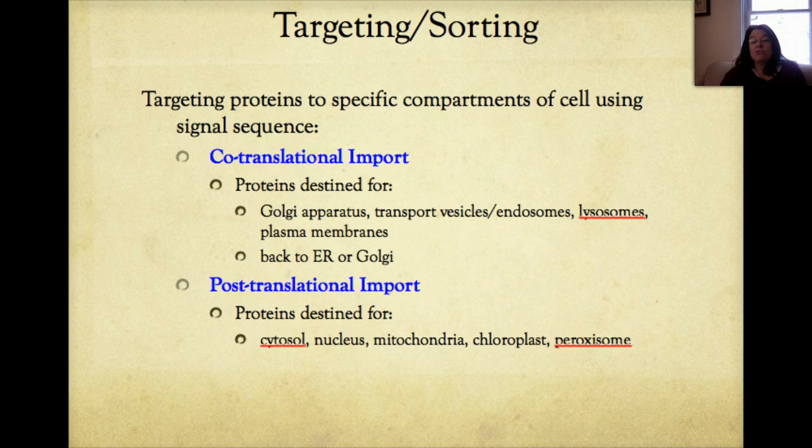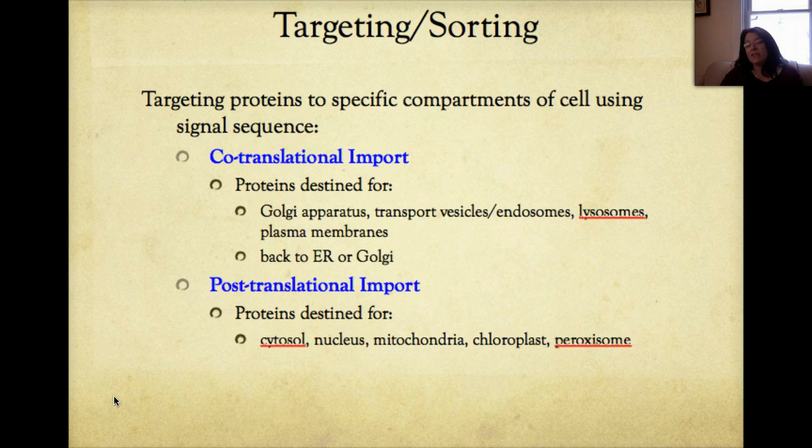Now, once the young protein is modified through cleavage and splicing and chemical modifications, then it can start into this process of targeting and sorting. Now, remember, when we talk about targeting, we're talking about proteins that need to go to a specific destination, and that happens using a signal sequence. So just like our pre-pro insulin had a signal sequence on it, lots of proteins have a signal sequence at the N terminus in order to get them where they need to go.